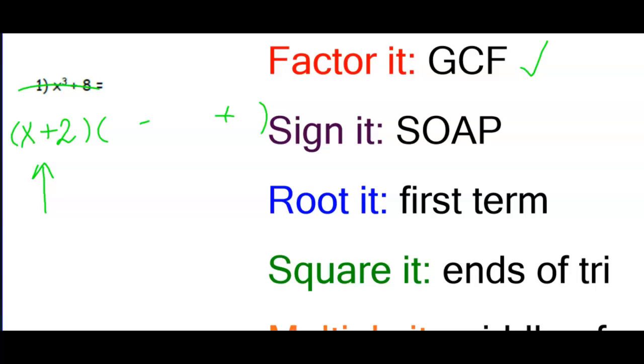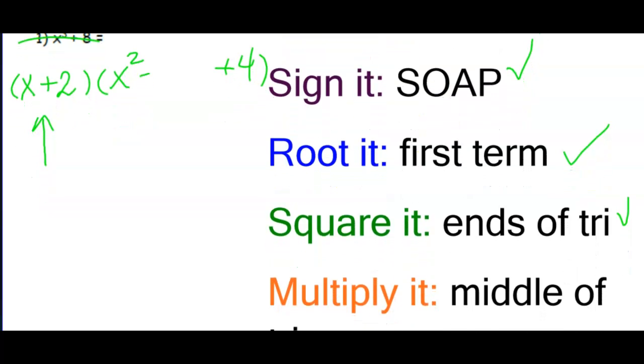All right, so we have factored it. There wasn't a GCF. We've signed it. We've cube rooted it. Now we're to squaring it. Look at the first piece of that binomial. What is x squared? That goes here. What's 2 squared? That goes here. And that's that step. It's the ends of the trinomial. And then the last step is to multiply from the middle. Guys, what's 2 times that? That's it. We're done. That just goes in the middle. Your trinomial cannot be taken any farther.